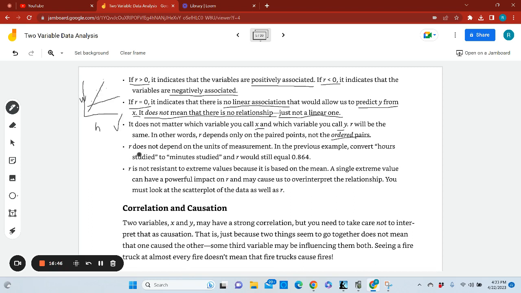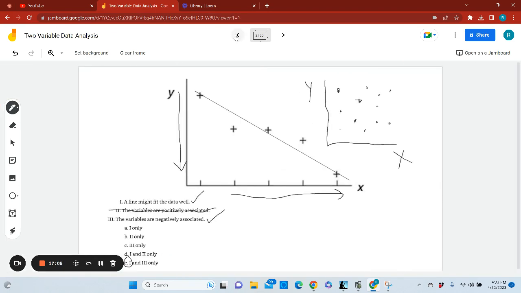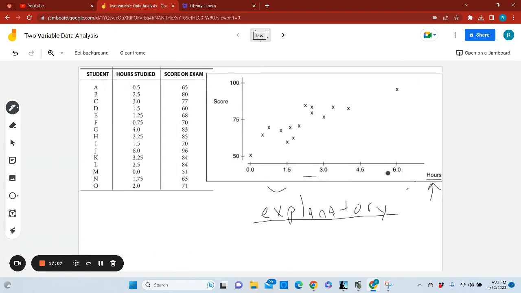And then the last two bullet points: r does not depend on units measured, right? That's kind of intuitive too, right? The example they give here is, if I change from measuring hours studied to minutes studied, the correlation shouldn't change. And that should make sense. If I come back to this first scatter plot, if I converted everybody's hours studied into minutes, this graph shouldn't really look different, and the relationship's still going to be the same.